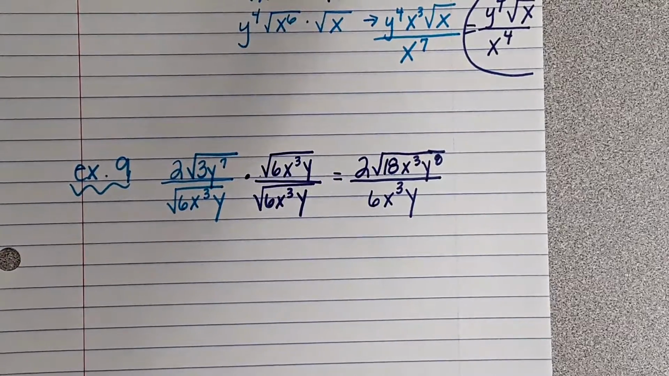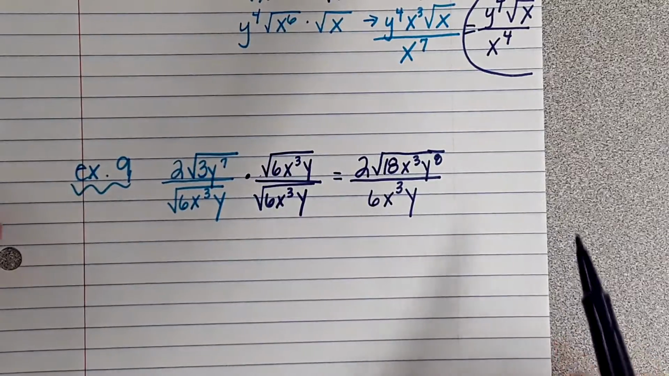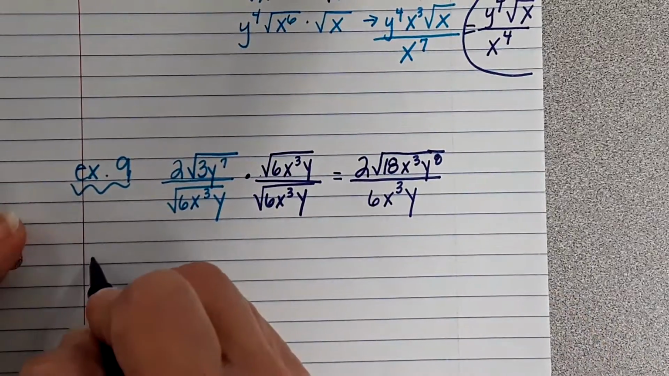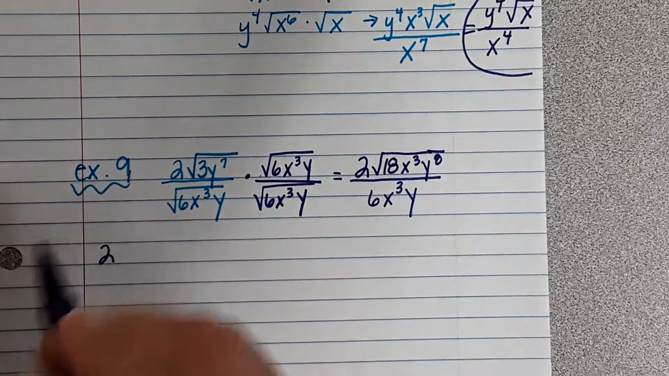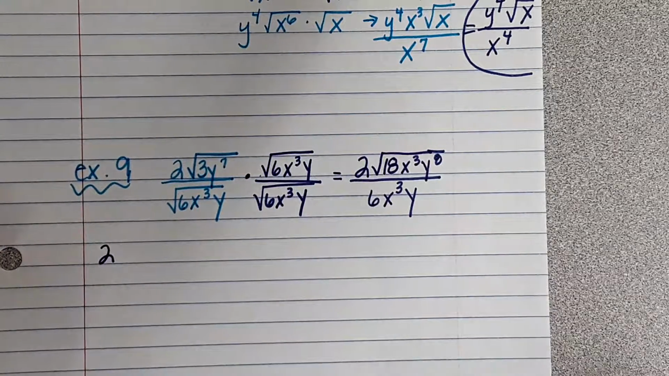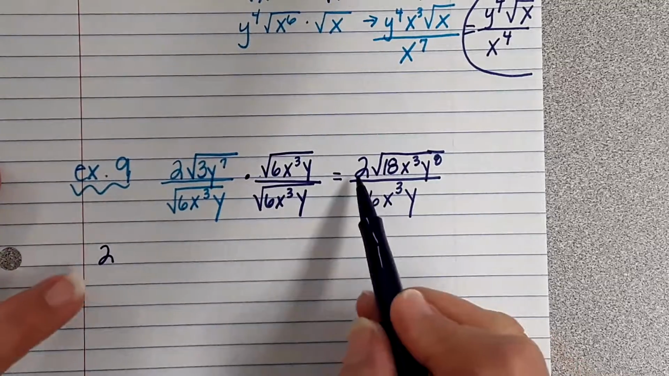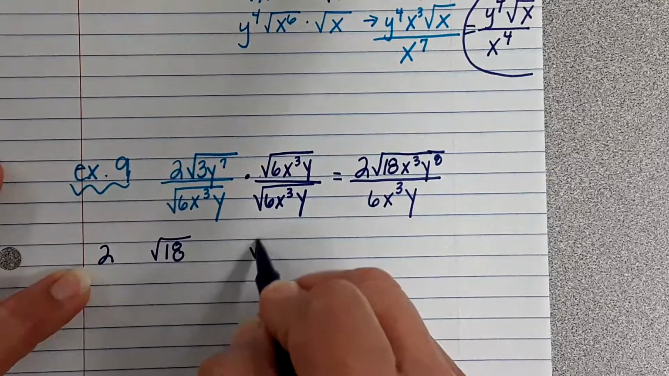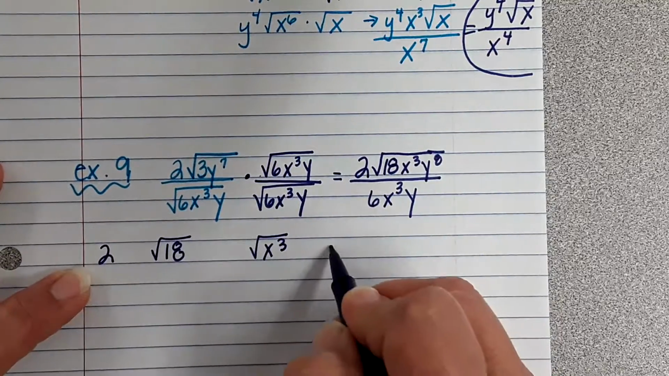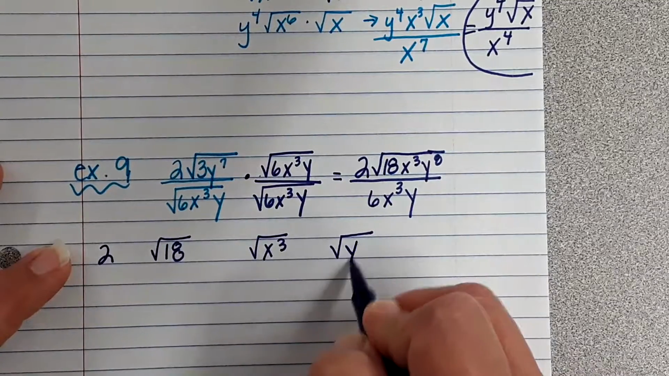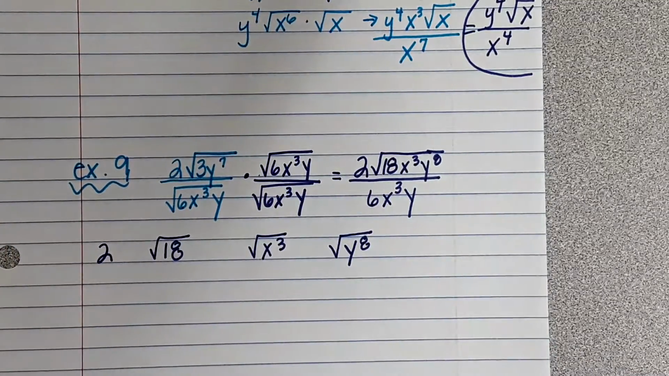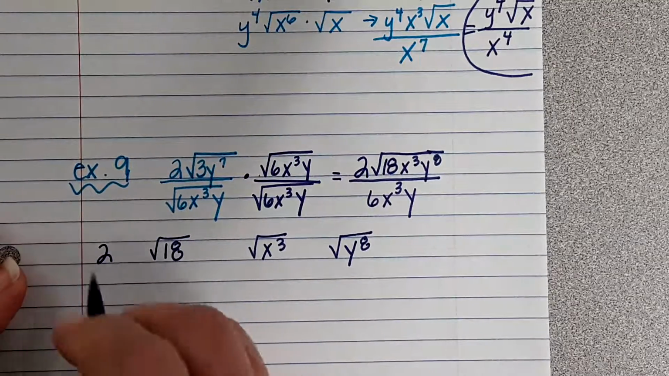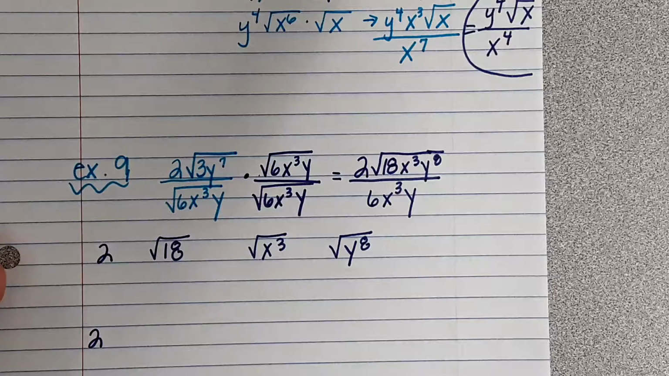Okay, we're not done, because we're going to have to simplify that top. So we have a 2. So I'm just going to write it. You guys, I'm writing it all out because of your notes, and I want to make sure you understand why I did everything. The 2 is just going to stay. I have the square root of 18. I have the square root of x to the third. And I have the square root of y to the 8th. The denominator I don't have to worry about because it's already been taken out of the square root. So the 2 is going to come straight down. I don't have to do anything with the 2.